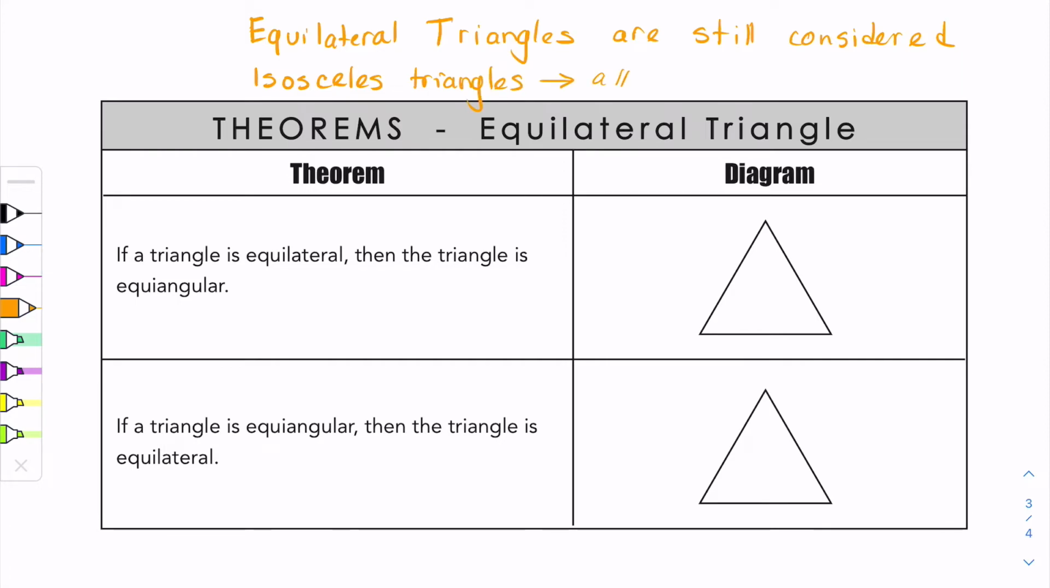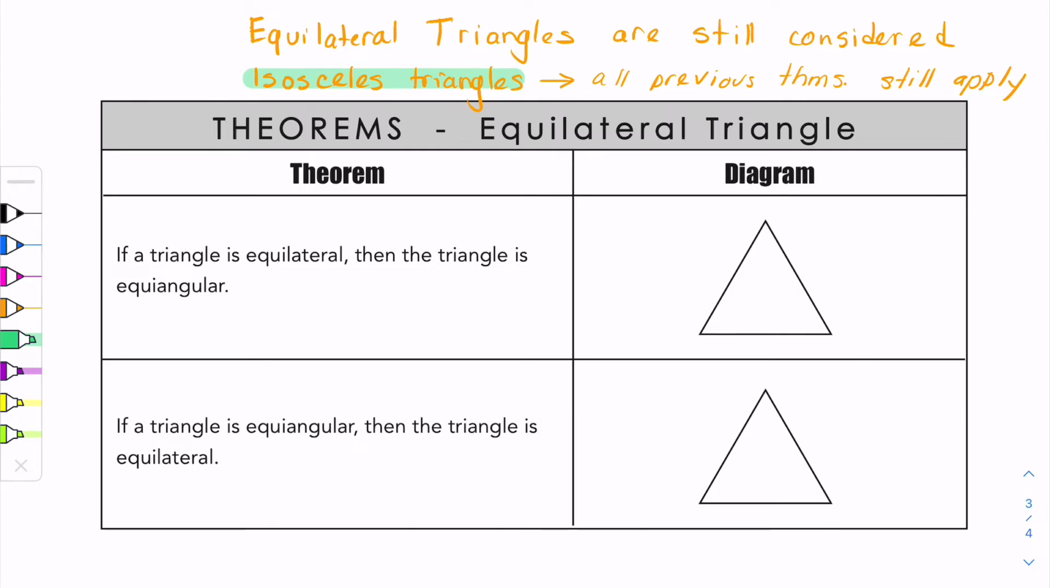So if equilateral triangles are still considered isosceles triangles, then all previous theorems still apply. You can think of this idea as a square is considered a rectangle. It's still part of the rectangle family, it just has its own specific name. So same thing with equilateral. Equilateral triangles are still isosceles. They just are a specific form.